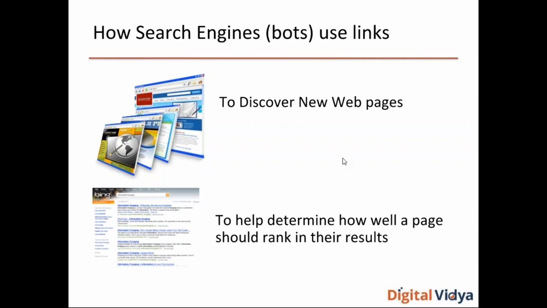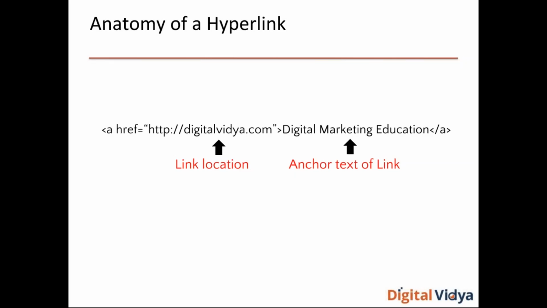When Google changed its algorithm, today Google uses hyperlinks for two purposes. One is it tries to discover new web pages with the help of hyperlinks. And secondly, it also helps Google to determine what page should be associated to what topic. So for example, if we go by this Digital Vidya example, you tell me what is the topic the website is associated with in this case.